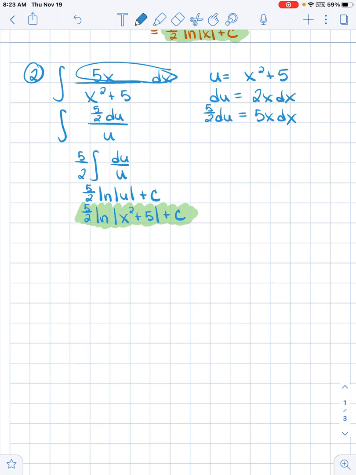Let's try number 3, sorry. Yeah, 1, 2, and then 3, correct? All right, let's try this one. This one's going to be a little bit tricky. We've got 2x over x plus 1 dx. Okay, pause. Go give it a try.